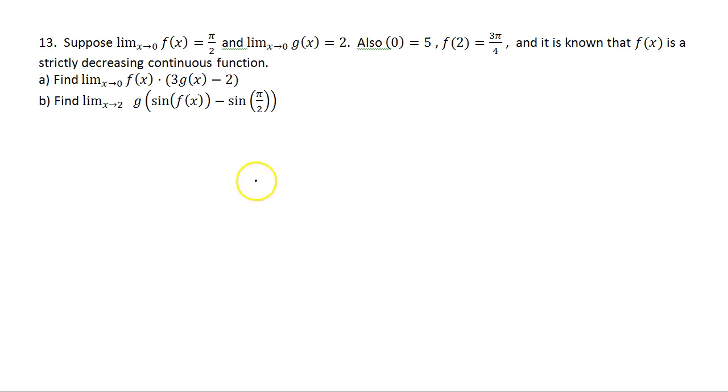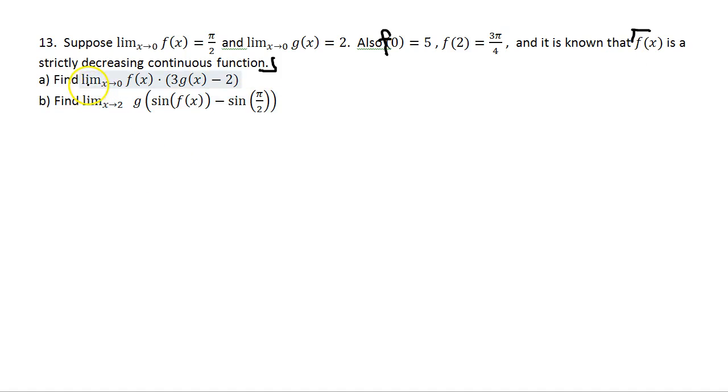Suppose the limit of the function f of x goes to pi over 2, f of 0 is 5, f of 2 is 3 pi over 4, and all these things are true. And there's this extra condition that the function is a strictly decreasing continuous function. This condition is just a technical condition that avoids some difficulties. So you don't really have to worry about this part too much.